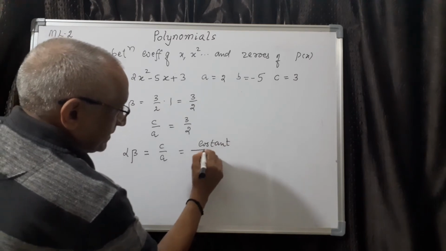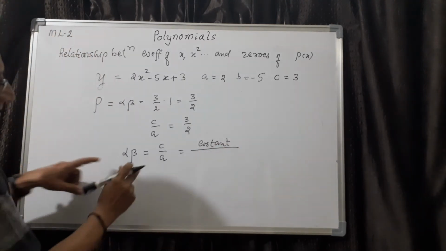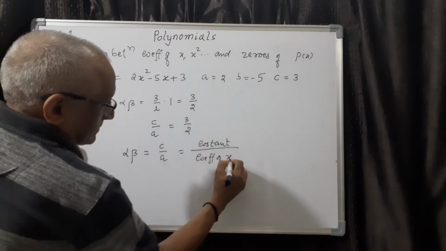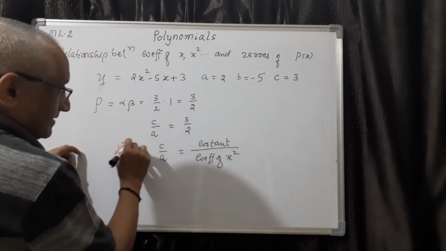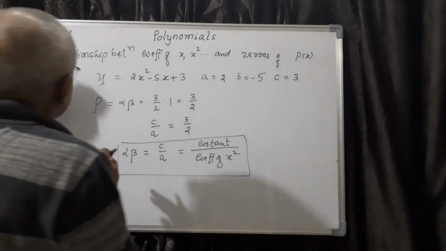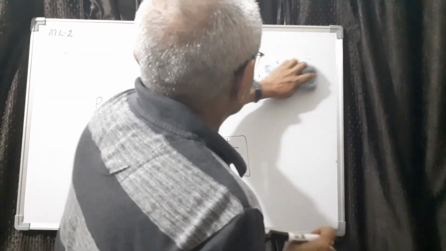Constant means the coefficient of x power 0, divided by a, which is the coefficient of x square. So this is another relation. So I can sum up like this now, and we can even prove this one.